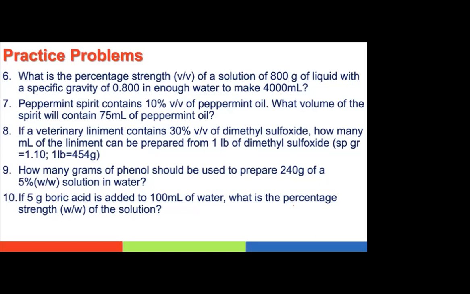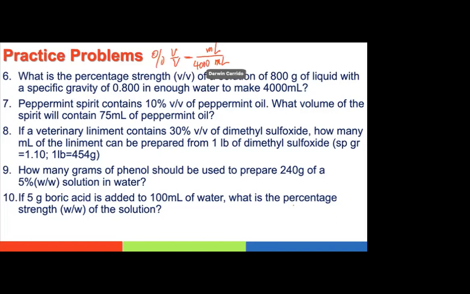Okay, sige, sagutan natin number 6. What is your answer? Take note of what is being asked. Percentage, volume by volume. We know that volume by volume is ml of your API over total volume in ml of your solution. Ano yung mga binigay na sa problem? Binigay na ba yung total volume? Yes or no? Yes. What is the total volume? 4,000 ml. So, sa yung denominator mo.